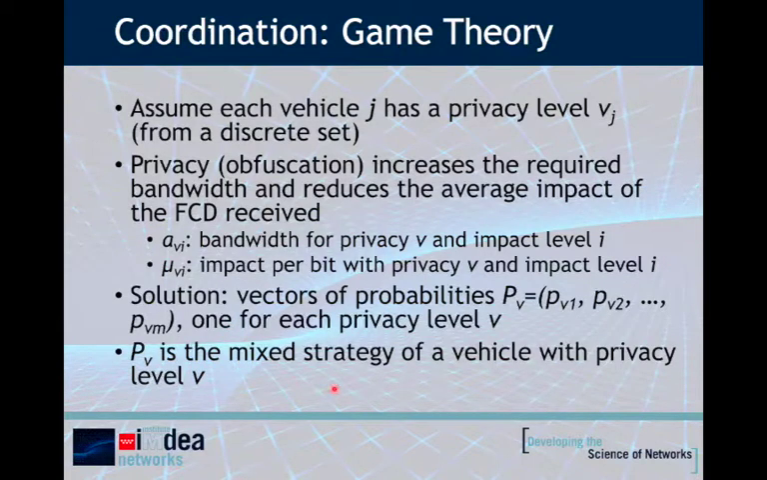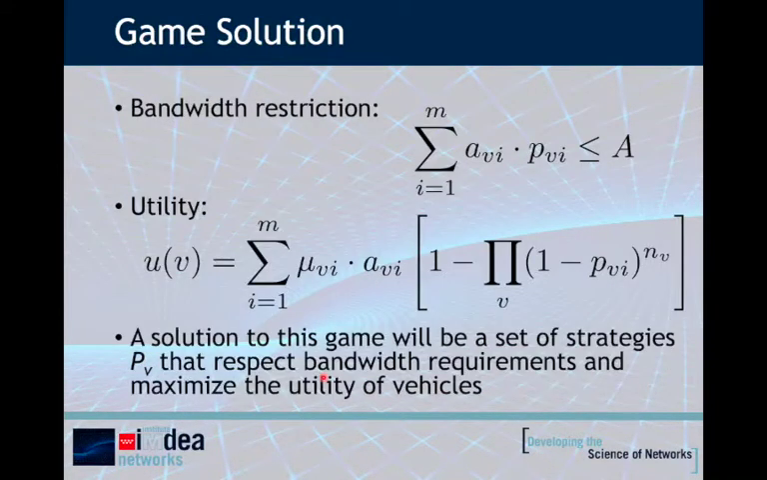So the solution to this game is going to be a vector of probabilities, essentially a vector of strategies, one per privacy level. So P_V is going to be the mixed strategy of a vehicle whose privacy level is V. As you see, all vehicles with the same privacy level are using exactly the same mixed strategy.